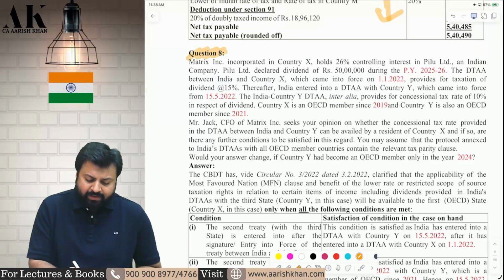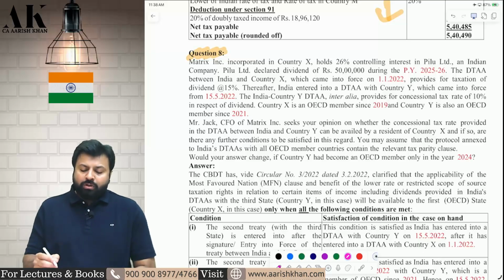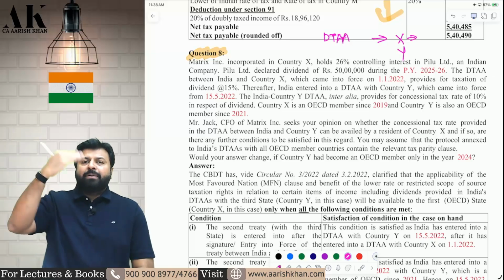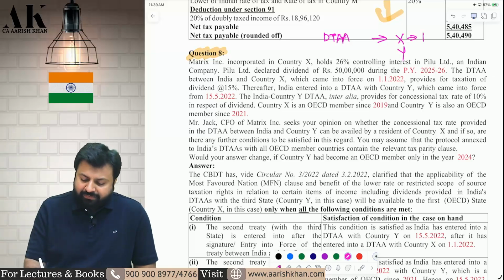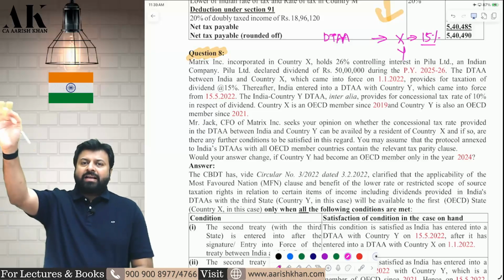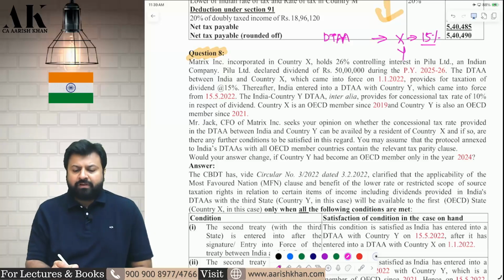Question number 8 is a very good theory question. What is happening in this question? Pay attention, please, all of you. There are two countries, country X and country Y. With country X, we are entering into a DTAA. At that time, we agreed that whatever country X companies invest in India, we will charge 15% dividend tax. For example, if a country X company invests in Indian companies, we will charge 15% dividend tax in their hands. And there is a DTAA between both of us.